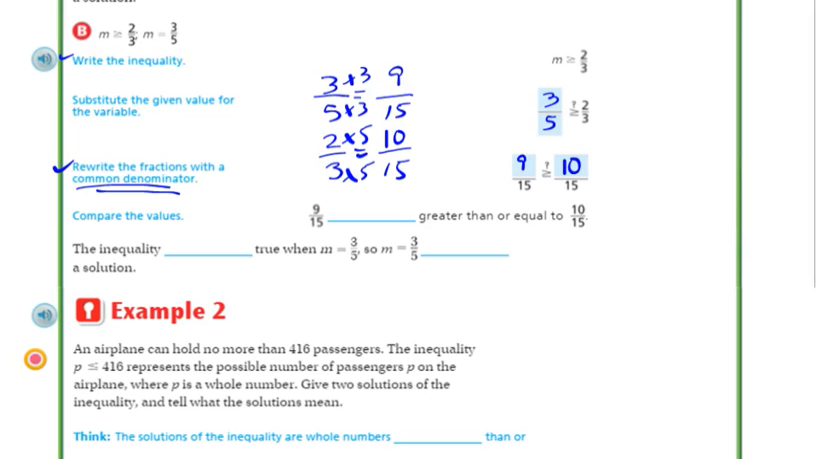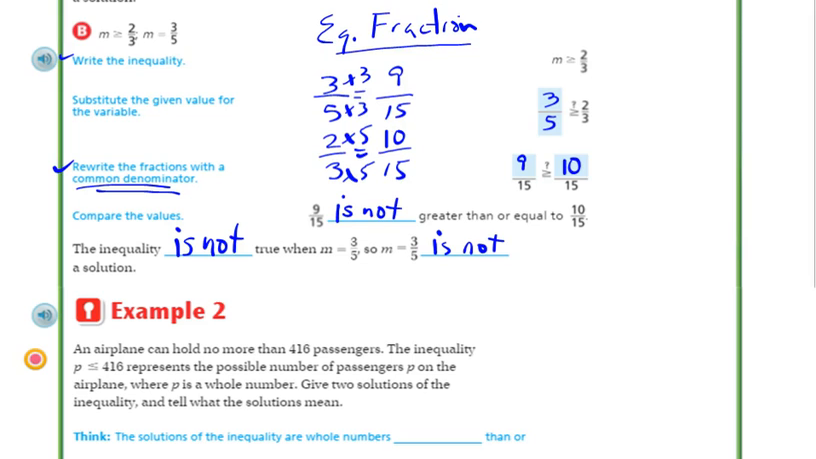All right, so I'm comparing 9/15 with 10/15 because those are equivalent values. And in this case, 9/15 is not greater than 10/15. Okay, so the inequality is not true when m equals 3/5. So m equals 3/5 is not a solution. Now I told you we had a couple ways to go about our business. Finding a common denominator and setting up equivalent fractions, which is what this is up here, is a good way to go about it.